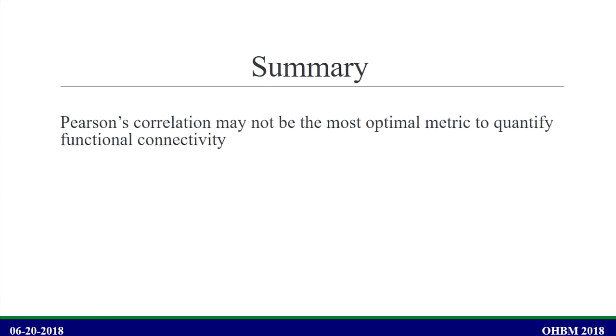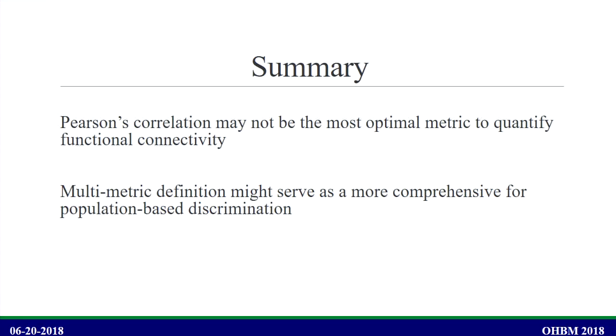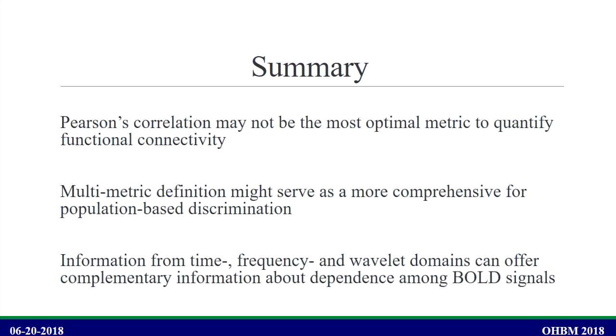And instead of trying to find one superior metric, what might be more useful would be to combine information from different domains that might help us quantify functional connectivity more comprehensively. And this might especially be useful in identifying differences between similar groups like the two stroke groups I just showed. And because it uses information from time, frequency, and wavelet domains, similarity and dissimilarity measures, we might be able to understand the dependence among BOLD signals a little better by combining information from different domains.